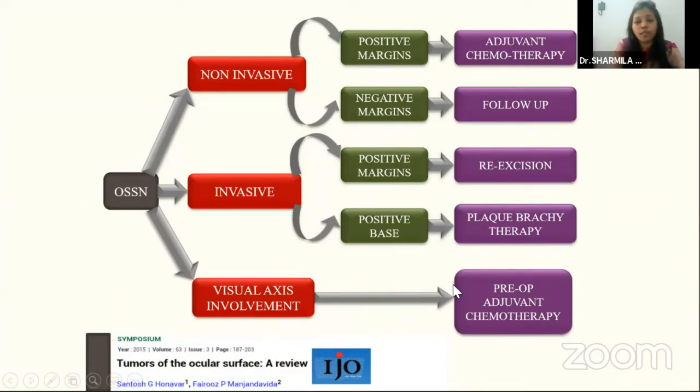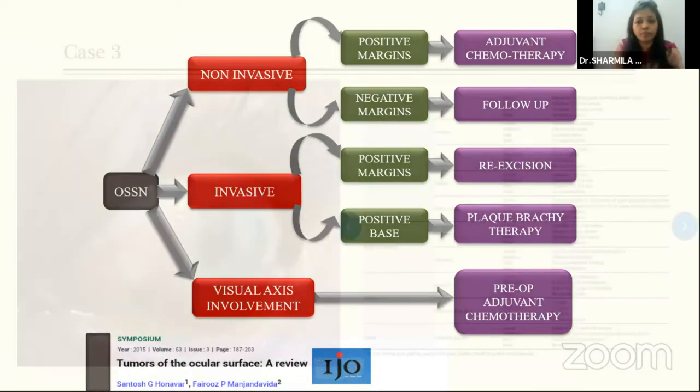And when do you use pre-op adjuvant chemotherapy like mitomycin or interferon alpha? When you have a visual axis involvement and when you have a huge lesion where you can have more than 6 clock hours of involvement. Then if you're going to remove the lesion, you will end up with a limbal stem cell deficiency. And that's when you use chemoreduction with topical mitomycin or interferon alpha.